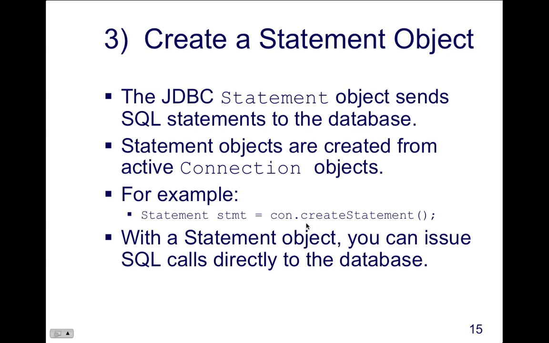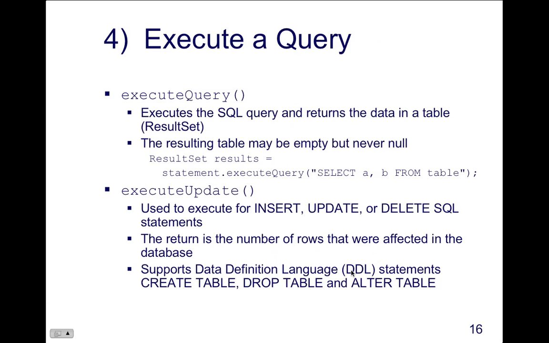This is the method running from the connection to say, you object, run this method to create a statement. We're going to use this statement. We're going to send it to this connection. So the statement object can be issued with SQL calls directly to the database. And then we execute the query. So here's our executeQuery. It executes the SQL query and returns the data to the table. And the table is going to be the result set that's going to come out of it.